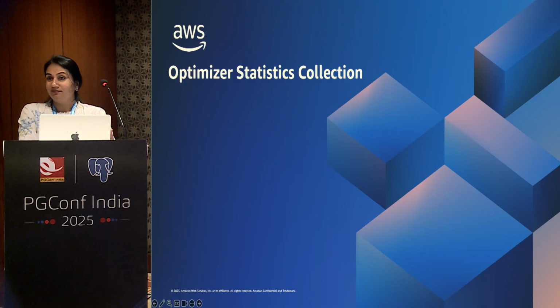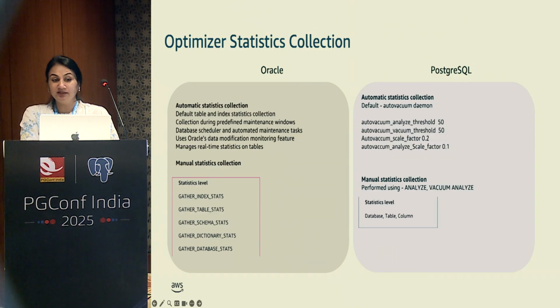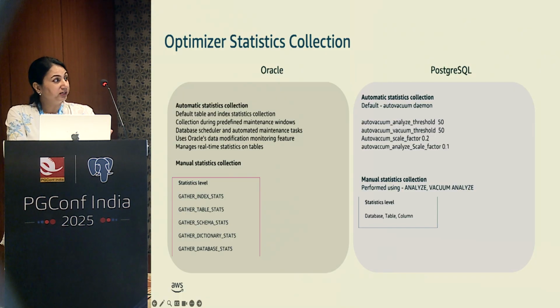Now again, cost depends upon the statistics that the optimizer gets. So how do we get these statistics? In both engines, Oracle and PostgreSQL, there is an automatic stats collection that goes on in the background. In the case of Oracle, there's a scheduler job which takes care of it, so you have the stats getting collected at a particular maintenance window. Whereas in PostgreSQL, you have the autovacuum job, which goes and collects these statistics.